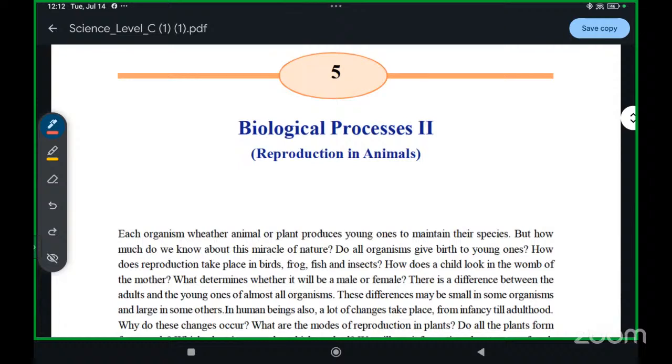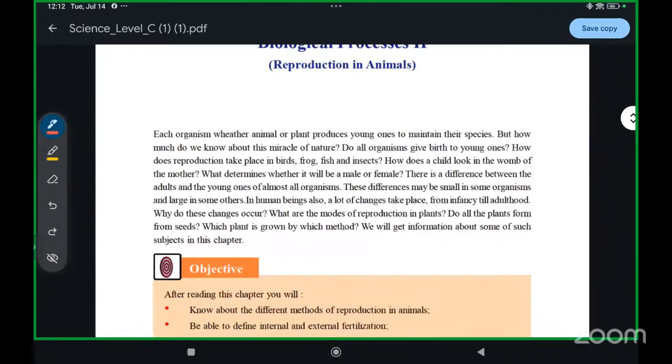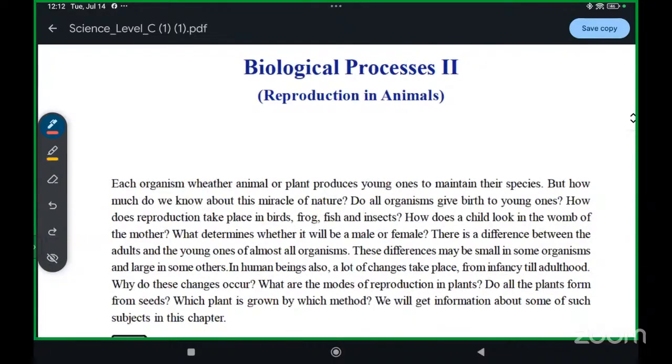The second part of biological processes that we'll start now is reproduction, also a function that the human body undergoes. Now, each organism, whether a plant or animal, produces young ones to maintain their species. But how much do we know about this miracle of nature? Do all organisms give birth to young ones? How does reproduction take place in birds, frogs, fish, and insects? How does a child look in the womb of the mother? What determines whether it will be a male or female?